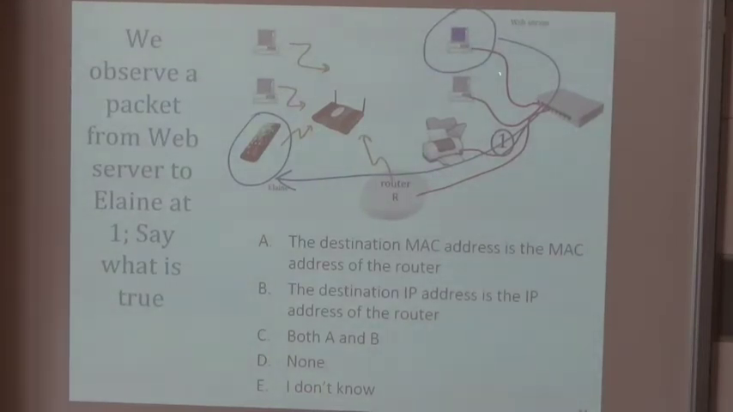The destination IP address, well, has to be the IP address of Elaine. In fact, the network layer is global. The network layer addresses are meant to be global, so it's like in a postcard, you put the final destination address here, so the correct answer is A. If you send to the IP address of the router, that means you're talking to the router, which normally you don't do, except if you're managing your router.